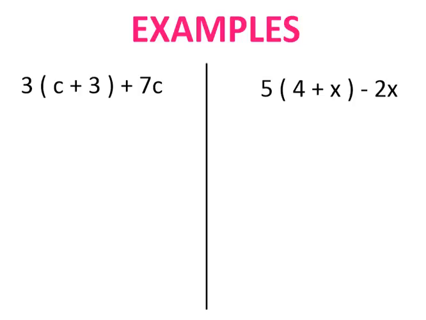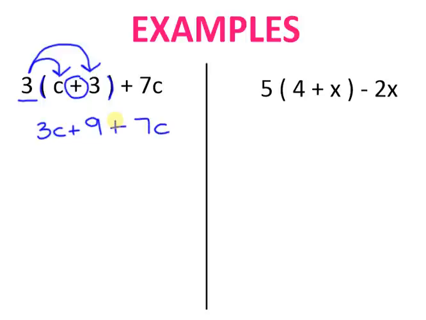All right, now let's do some examples. So find your parentheses, okay, here they are. Find the number outside, here it is. Distribute, okay? 3 times C is 3C. Bring down your operation, which is plus. Distribute again. 3 times 3 is 9. Then bring down the rest of the problem, plus 7c.